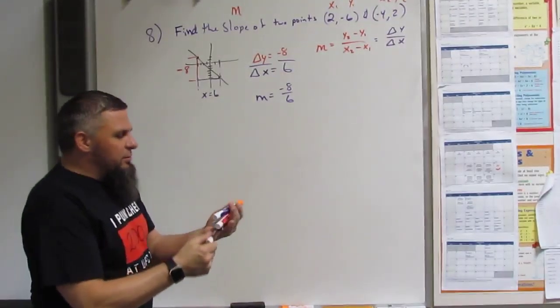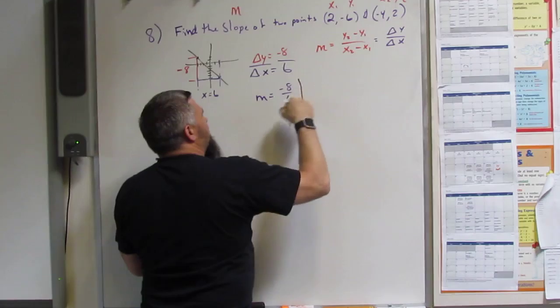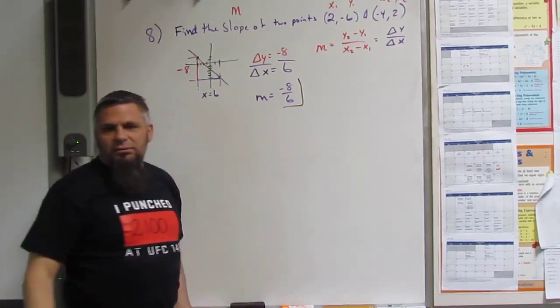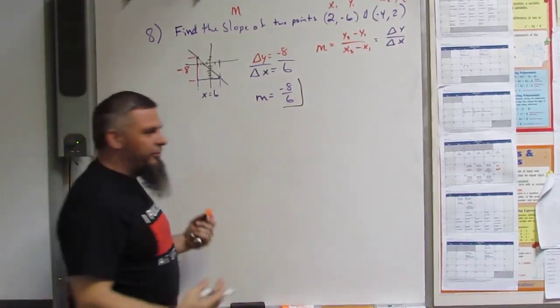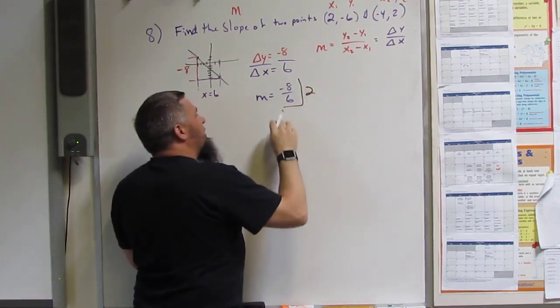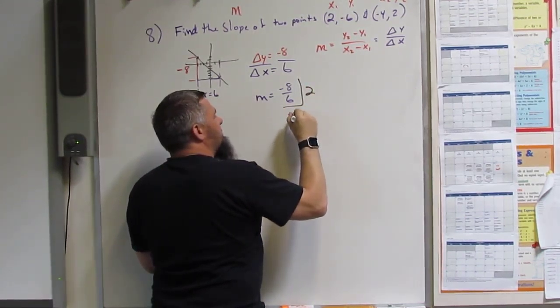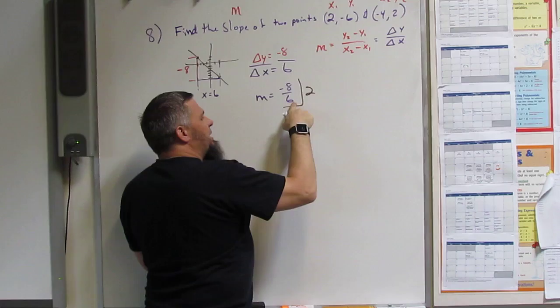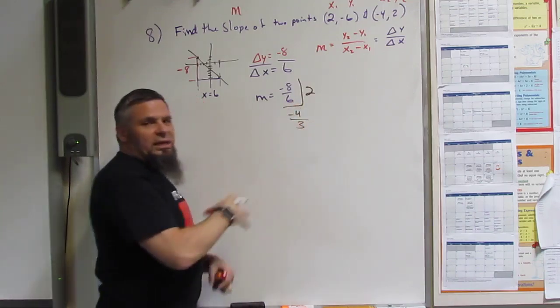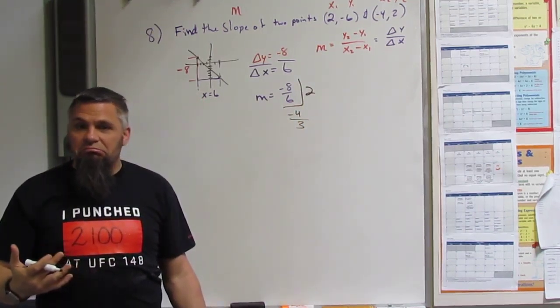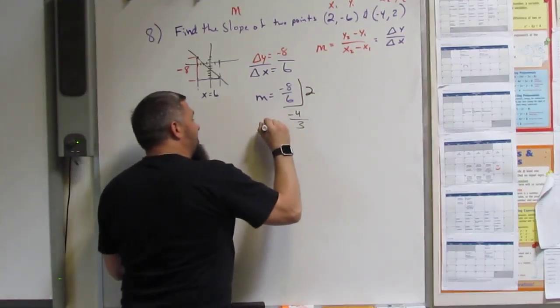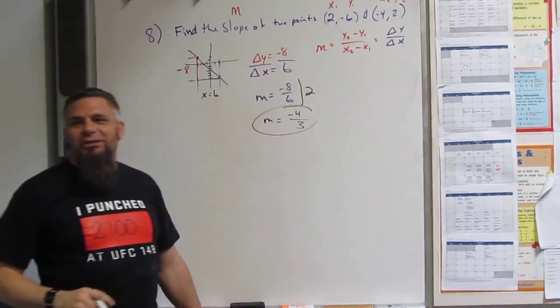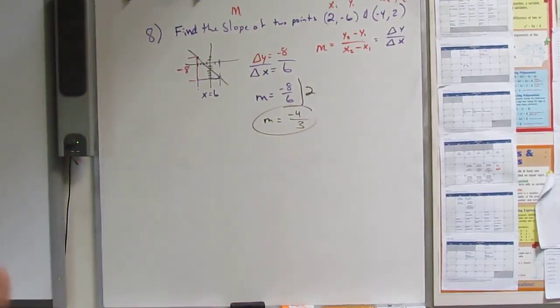So here also we need to reduce this, of course. What number goes into 6 and 8? 2. Okay? 2 goes in how many times? Negative 4 times. 2 goes in how many times? 3. Is anything going into those two numbers? Just 1? Good. Alright, so when you get to 1, you're done. Okay? So that's your slope. And that's how you would find it.